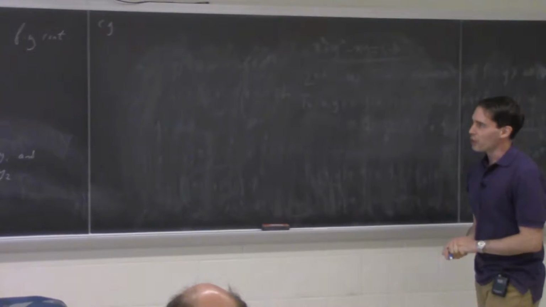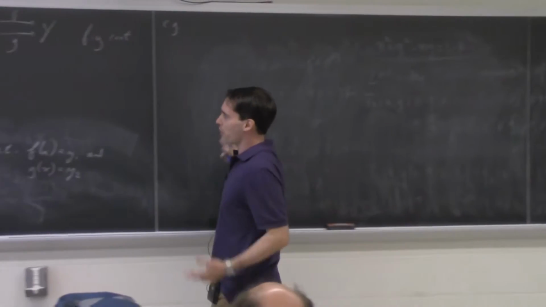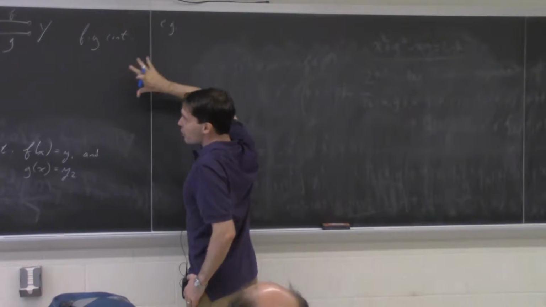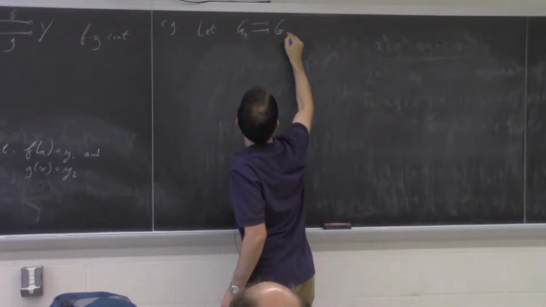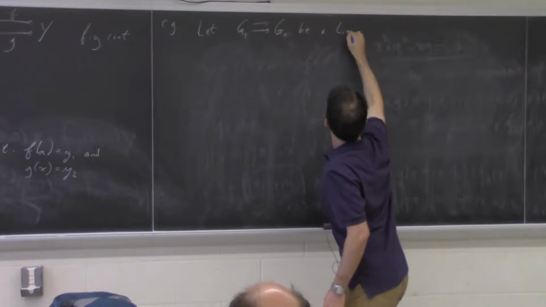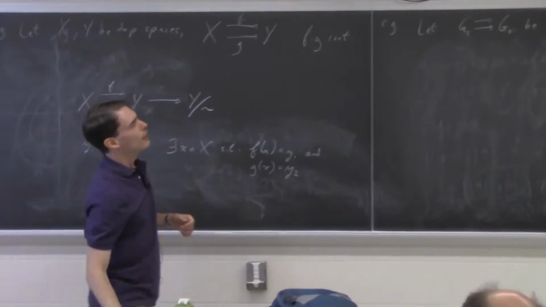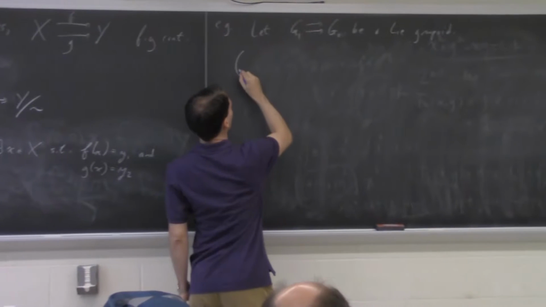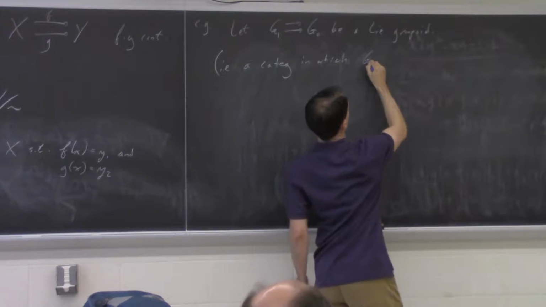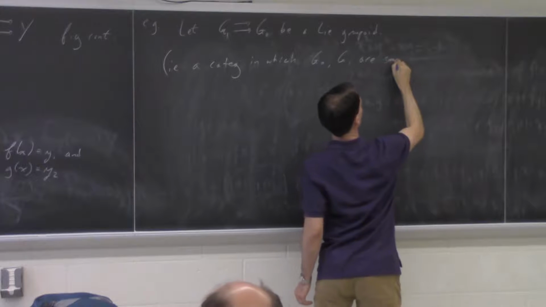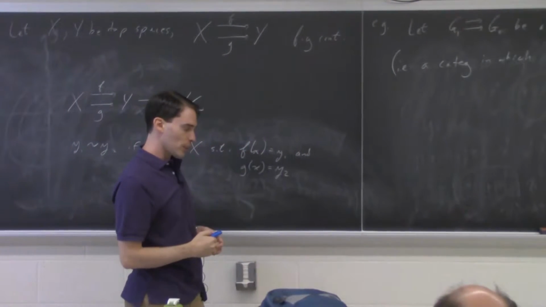Now I tend to do more differential geometry, differential topology stuff, so I want to port this idea over to the smooth categories. So I'm just going to essentially do the same thing. Let G1 to G0 be a Lie groupoid. So let me just very briefly remind you what that is. Well, it's a category in which G0, G1 are smooth manifolds. All the usual structure maps having to do with a category are smooth.